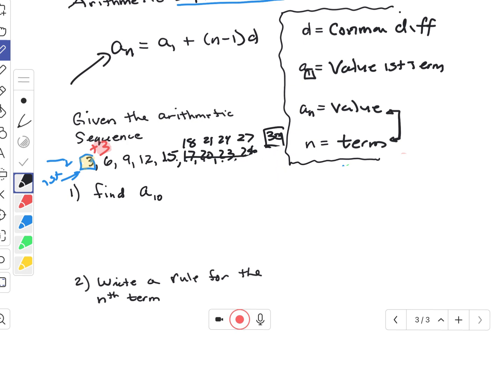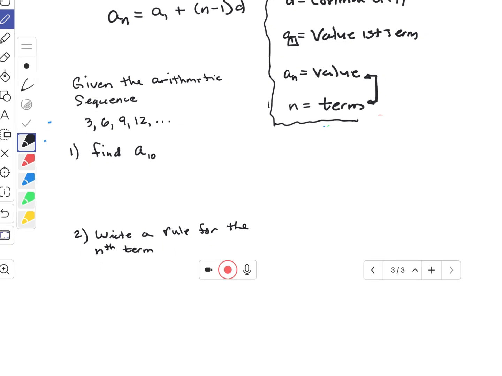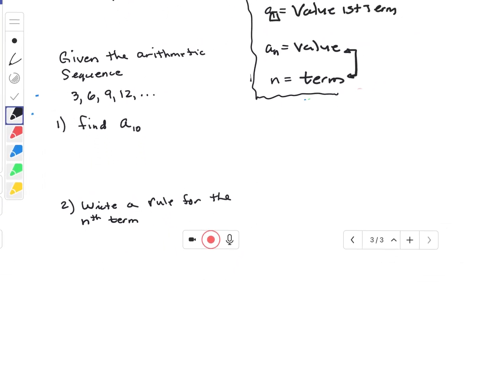Well, another thing that we can do is we can write the rule that gives you that sequence. And when it says write the rule for the nth term, I'll write it up here: write the rule for the nth term.